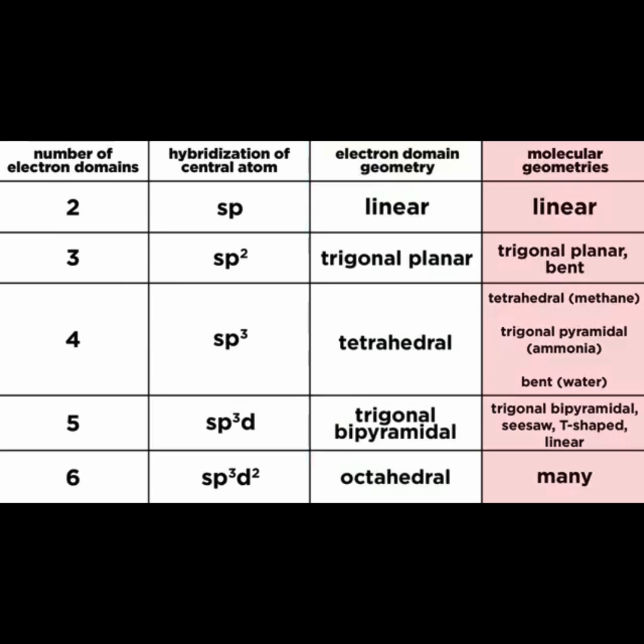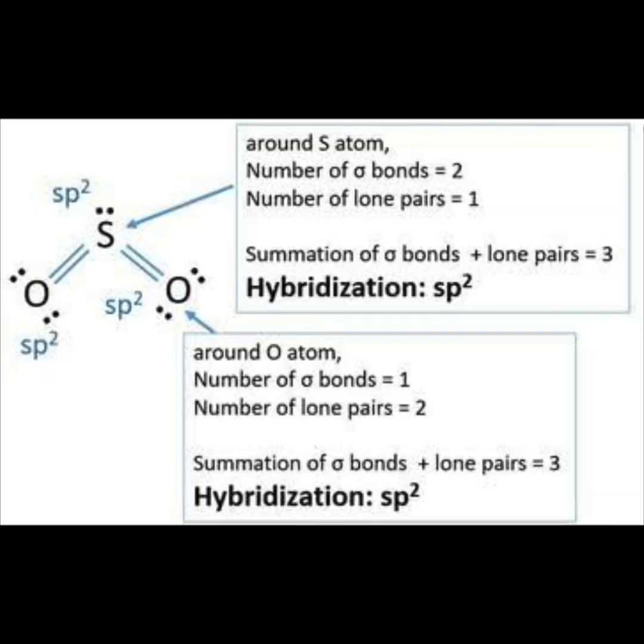So now, how do we determine all this hybridization? Here is an easy trick. Around the S atom we have 2 sigma bonds and 1 lone pair. So the summation of both of them is going to give us 3, which leads to the hybridization of sp2. Around the oxygen atom, the number of sigma bonds here is 1 plus 2 lone pairs, that's 3 in total, so sp2.